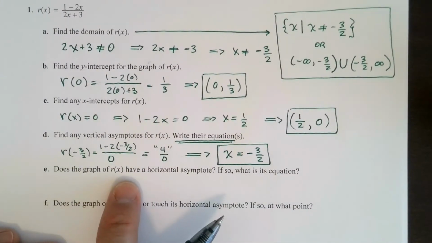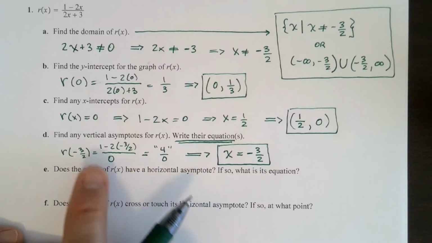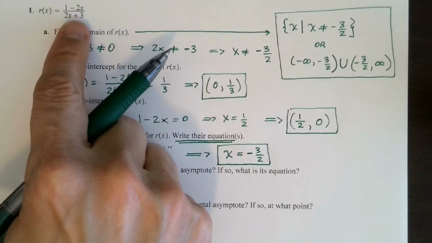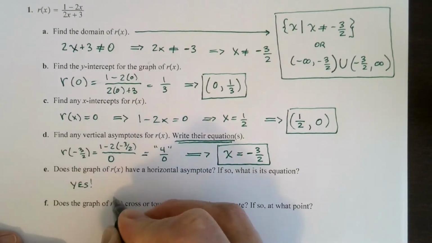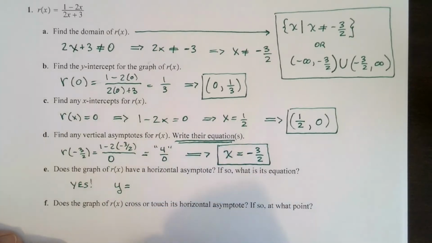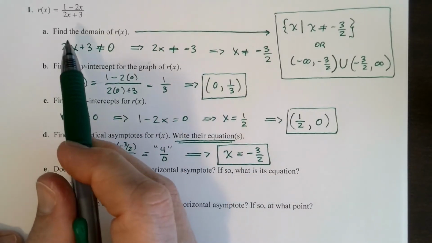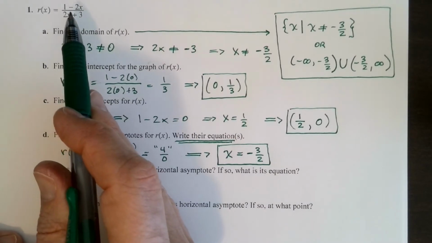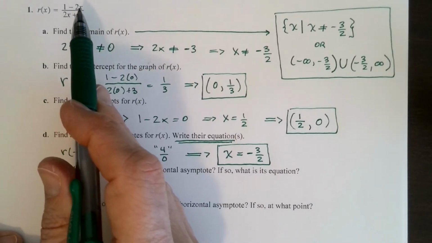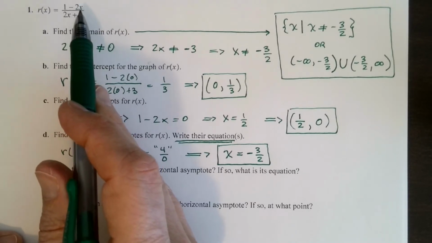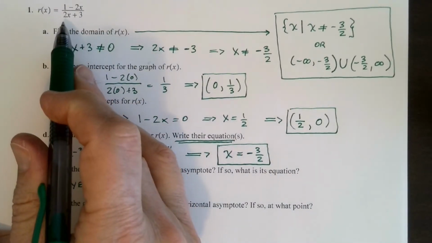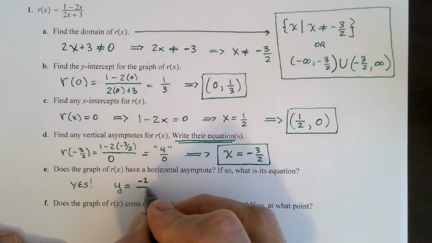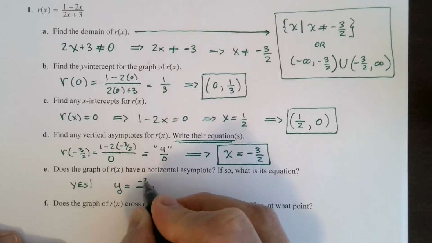Now, does the graph have a horizontal asymptote? Well, remember the degree of the top is 1, degree of the bottom is 1. Since the degree of the top and bottom are the same, we do have a horizontal asymptote. So yes, we do. And what is it? It's the ratio of the leading term coefficients. What's the leading term coefficient up top? It's 1 minus 2x, or 1 plus a negative 2x. It's negative 2. This negative 2x is the leading term up top. In the bottom, 2x is the leading term, and so the leading term coefficient is 2. What's negative 2 divided by 2?